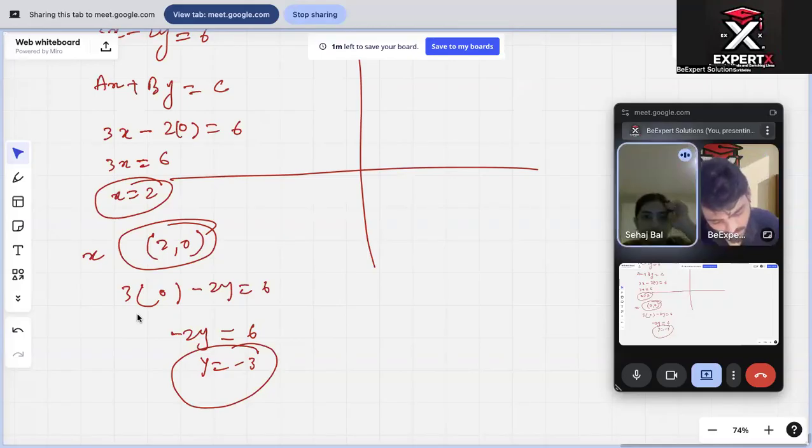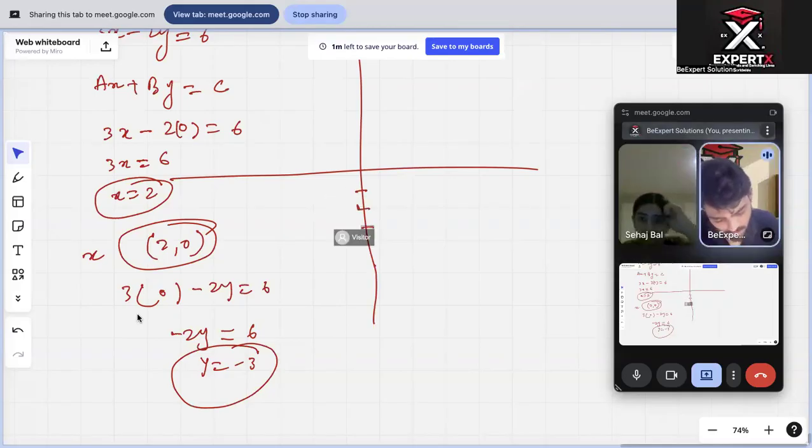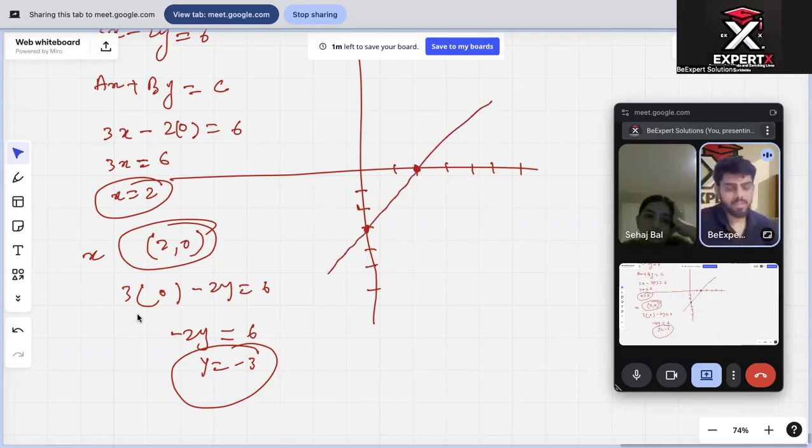So 1, 2, 3, 4, 5, 6. 1, 2, 3, 4, 5, 6. Mark the points, Sehaj. So minus 3 was here and plus 2 was here. Okay. X and y intercept. Draw the line passing through them like that. This is one of the examples that you have to do. Is it clear, Sehaj? Yes. I hope so. I made you count things and you have understood this properly.